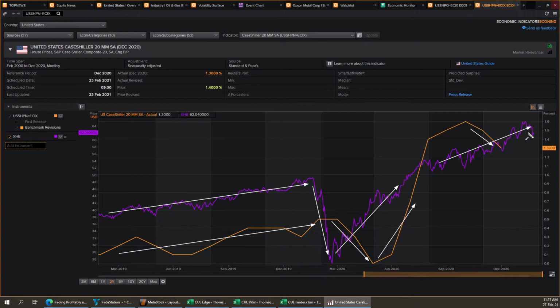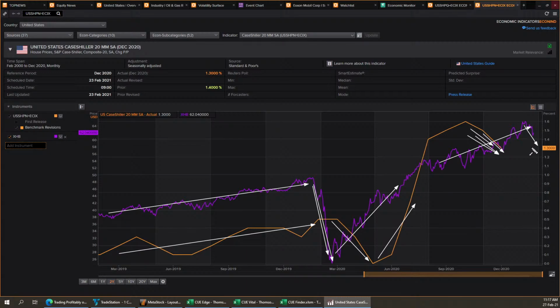XHB has not come down, and Case-Shiller is tilting down a little bit. We cannot infer anything based on that, because even if Case-Shiller drops, we don't know if that will lead to a drop in XHB. Why? Because in the past, XHB actually preceded the Case-Shiller move. XHB has not dipped, so even if Case-Shiller drops, it doesn't mean we need to think about exiting XHB long positions.